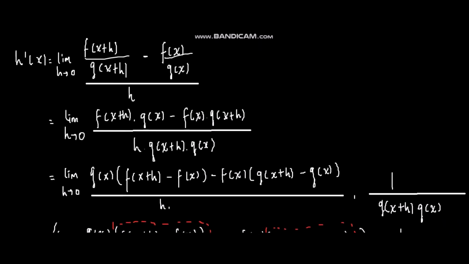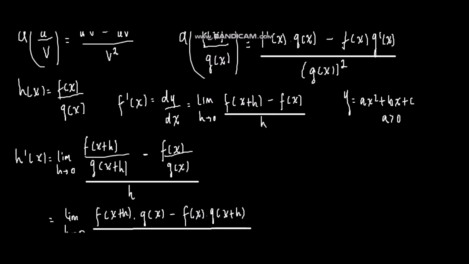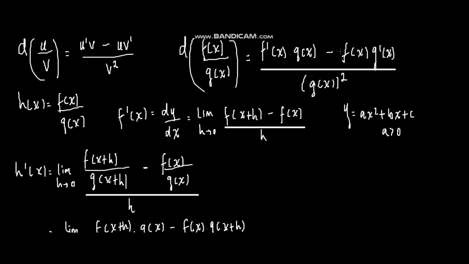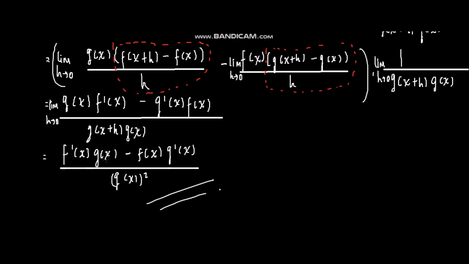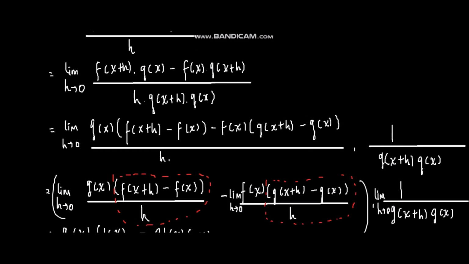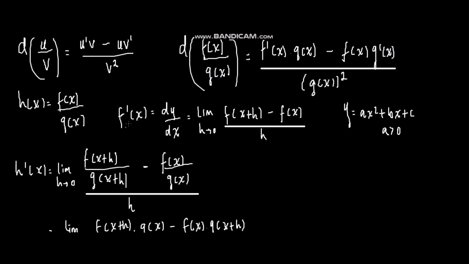This is h prime of x, which is the derivative of a function divided by another function. f prime of x times g of x minus f of x times g prime of x over g of x whole squared. Derivative of the top times the bottom minus derivative of the bottom times the top over the bottom squared. And that's how you prove the quotient rule using the basic definition of a derivative in limits. Now, I'm going to show you how we get this.